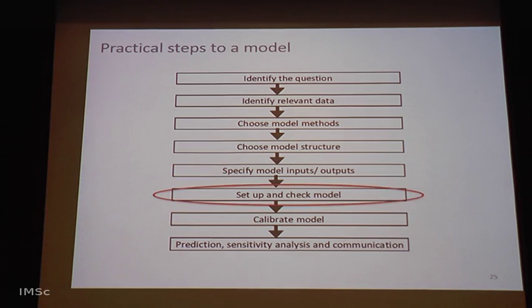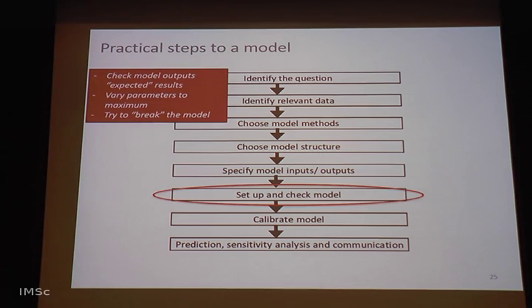Okay, so up to now I've been talking about what you would do to build your model. Once you've built your model, you've input your data, you've specified which natural history parameters you're going to use and which output you're going to create, the next thing to do is to set up and check the model.